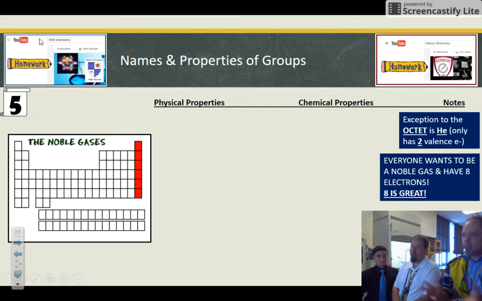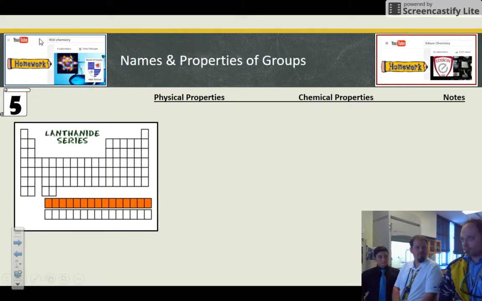So all the elements in the periodic table will react in order to fulfill that rule. Fill up or empty out your valence shell so you can be stable like a noble gas. Right. 8 is great. And one of the overarching themes of the year is the universe likes lower energy, stable.